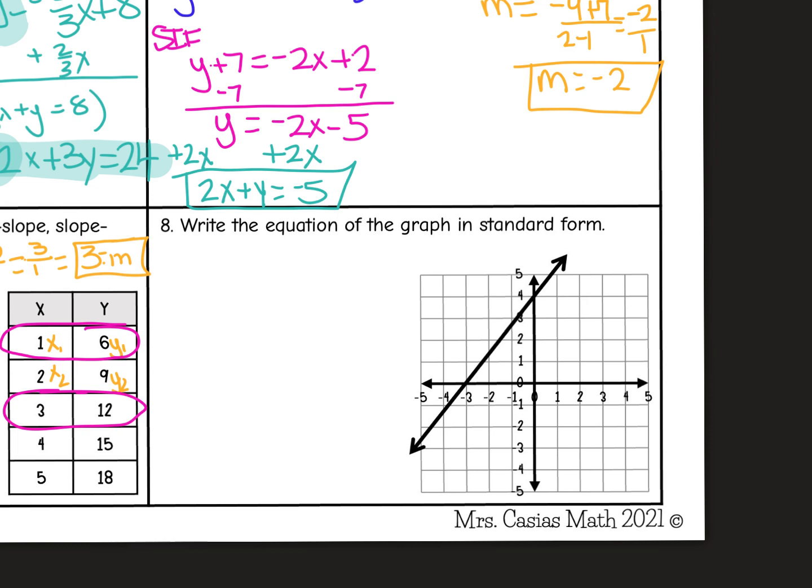Well, we can tell our y-intercept is right here. It's at that 4, okay? It's where this graph crosses this y. So my b value is 4.